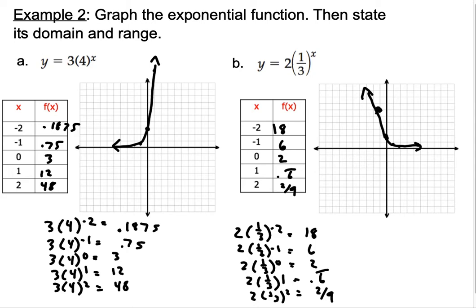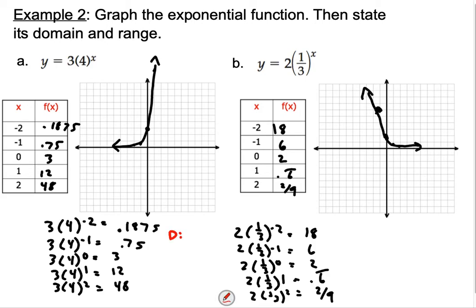So obviously that first one there is a growth graph, and the second one there is a decay graph. Again, the growth graph is based on that 4 in the first one there. It's 4 to the x, and that second one there, the decay graph is based on that 1/3. And so let's name the domain and range for each of these.